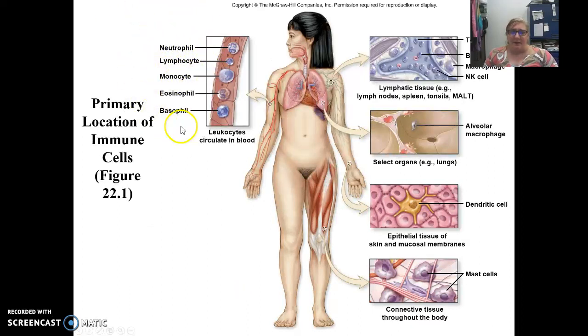So here we have a bunch of cells that help us in either nonspecific defense mechanisms. Neutrophils, monocytes, eosinophils, and basophils all work in nonspecific defenses. We have lymphocytes and monocytes that work in our specific defenses, so monocytes can work in both. And here are different regions of the body where we will find these different organs, or where we will find these different cell types.